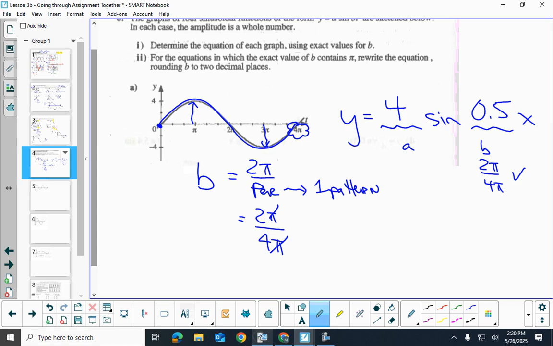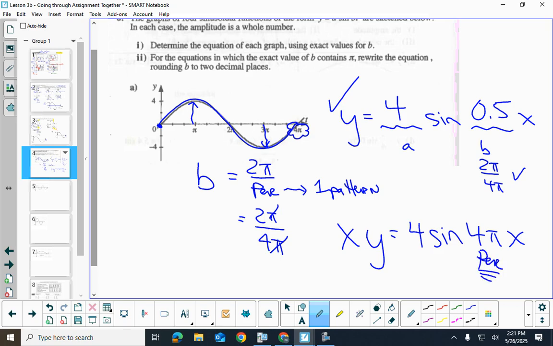Now again, this is the right answer. The wrong answer that will appear on the diploma is that kids will accidentally put the period here instead of the B value here. Period and B are not the same thing, but you have to use one to get the other. That's the key. You got to use one to get the other.